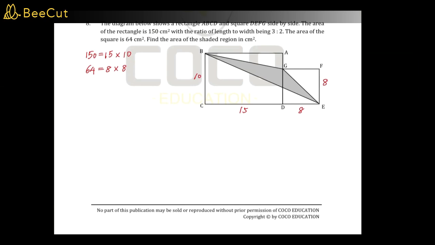So to find the shaded area, we can find the total. Total area is the sum of the rectangle and the square. This equals 214. Now let's check for the unshaded. So triangle BCE. The base is 15 plus 8, that's 23. The height equals 10. So base times height divided by 2, the area is 115.